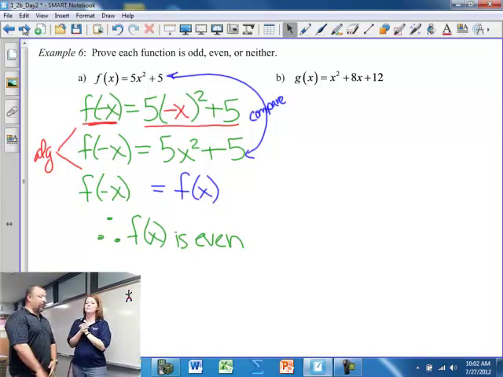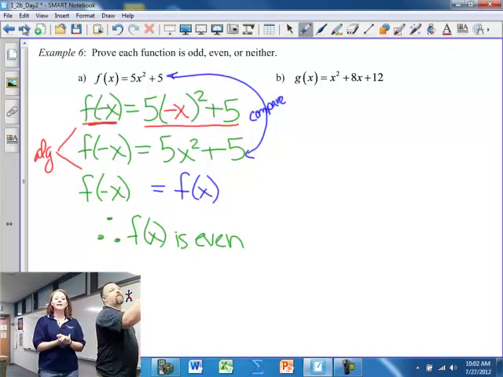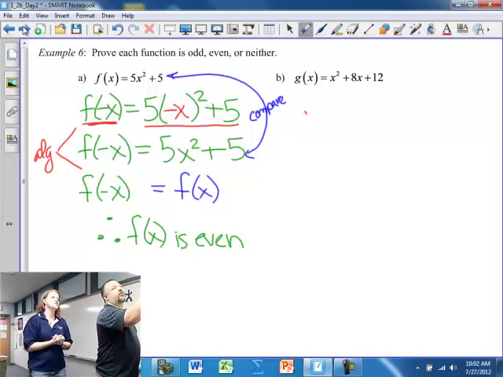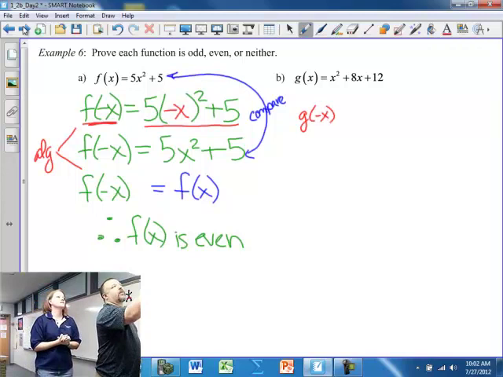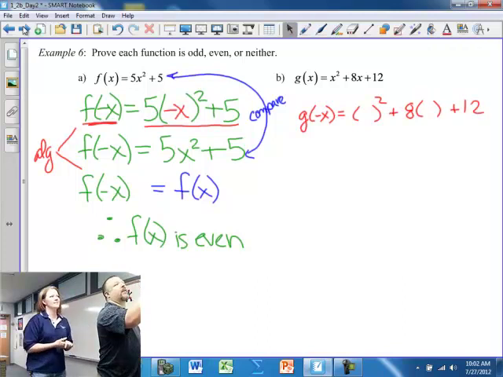So, you want to give it a try with letter B? All right, we'll try with letter B here. The first thing we're going to do is plug in a negative everywhere we see an x. We're going to find g of negative x. g of negative x is going to equal x squared plus 8 times that something, plus 12. And what goes in that something? A negative x.